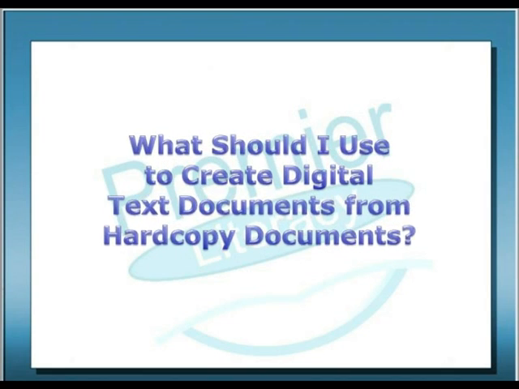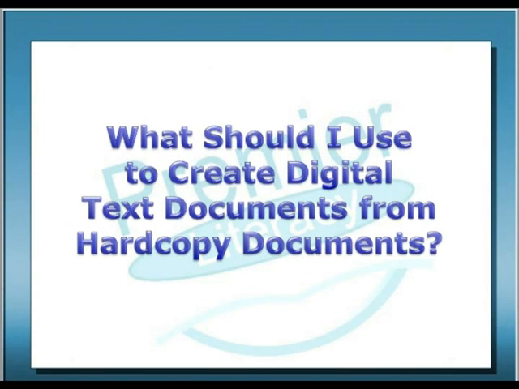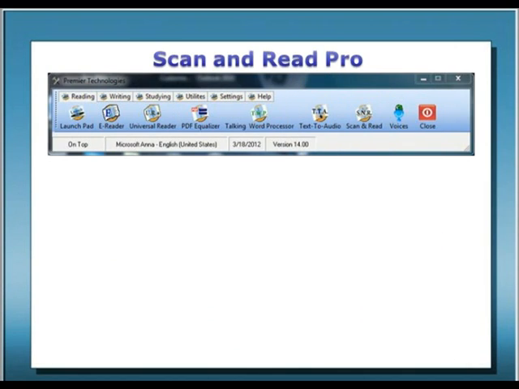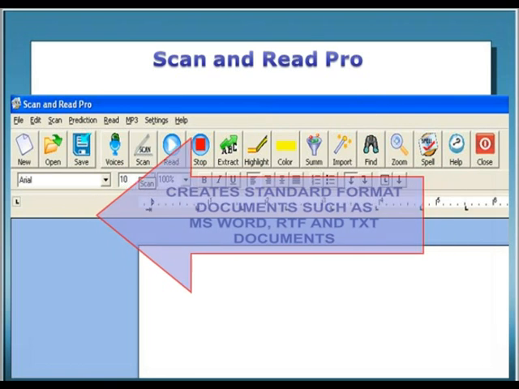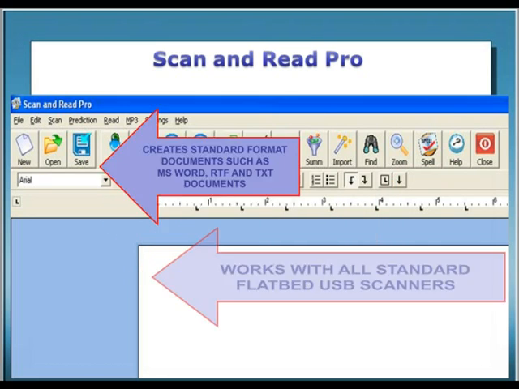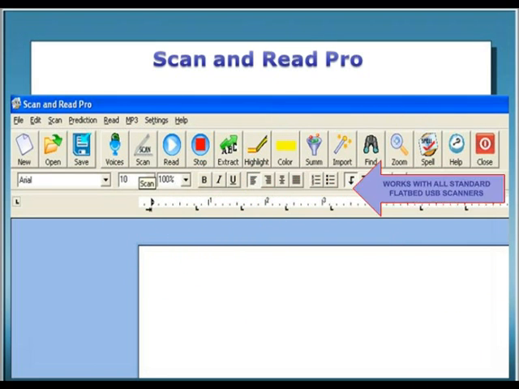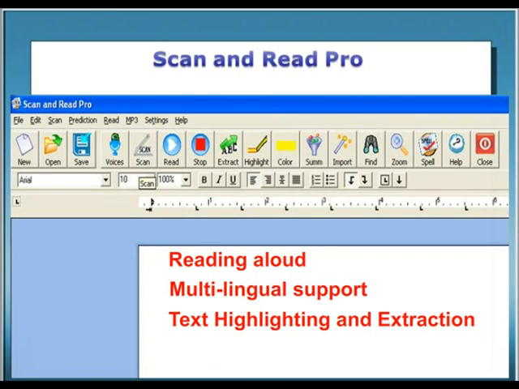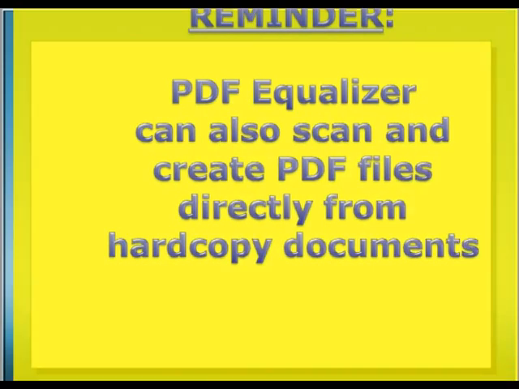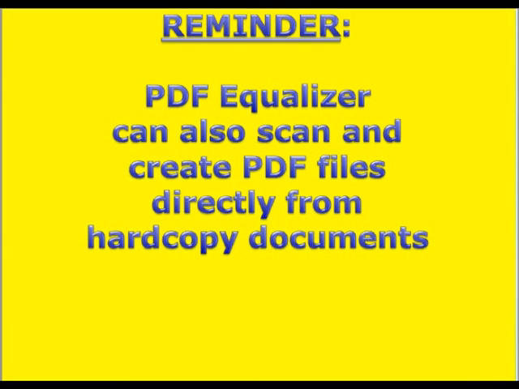What should you use to create digital text documents from hard copy documents such as books and magazines? Scan and Read Pro is a fully powered scanning application that gives you the capability to scan hard copy documents and create electronic documents in industry standard formats such as Microsoft Word, RTF, and TXT. Scan and Read Pro works with virtually all flatbed USB scanners, and the only requirement is that the scanner must be USB enabled and TWAIN compliant, which is typically the standard for all brand name scanners. Scan and Read Pro comes complete with features such as voice capabilities for reading aloud, multilingual support, text highlighting and extraction, and text summarization features, just to mention a few. Additionally, remember that our PDF Equalizer product also includes sophisticated text scanning features that allow you to convert hard copy documents directly into a PDF file format.